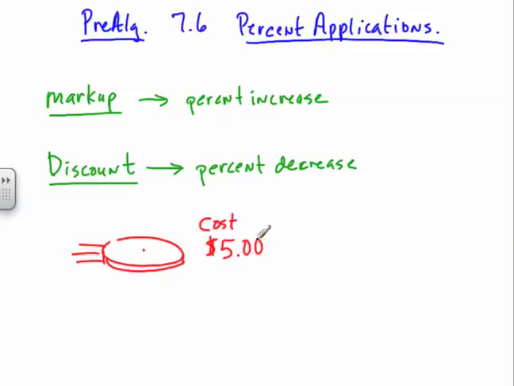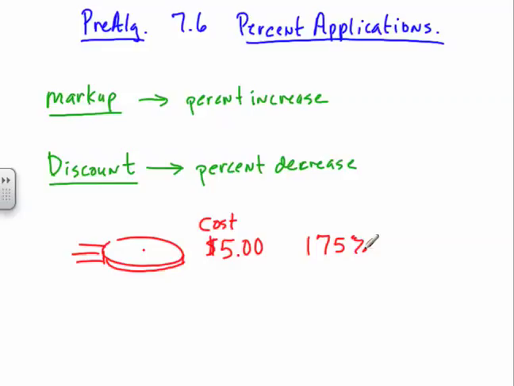Okay? And I need to mark that up because I need to make a profit. Now, let's say I'm going to mark this thing up 175%. 175%. That's my markup. Okay? So that I can make some money off of this thing.